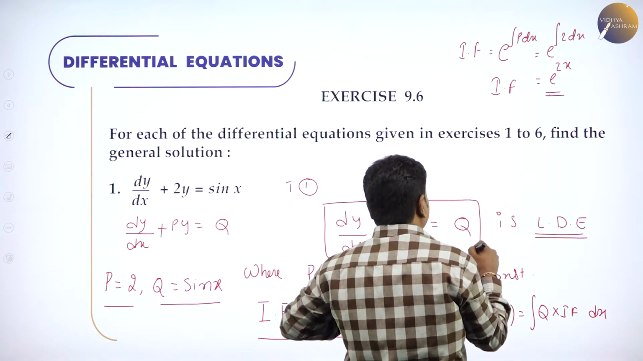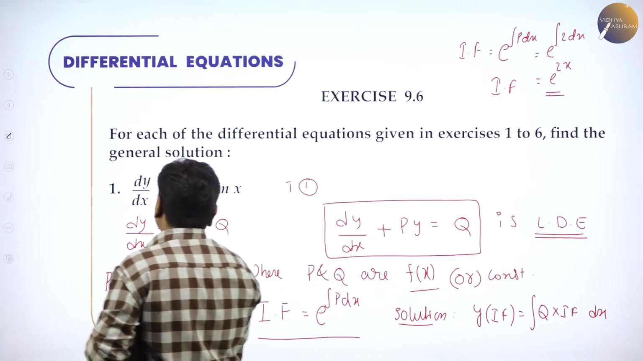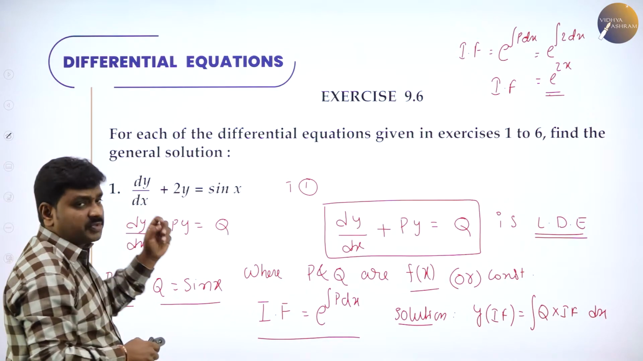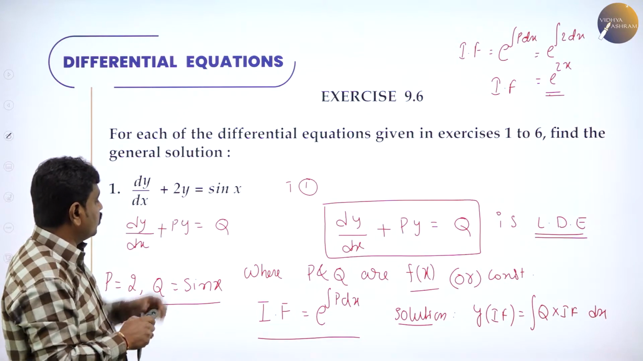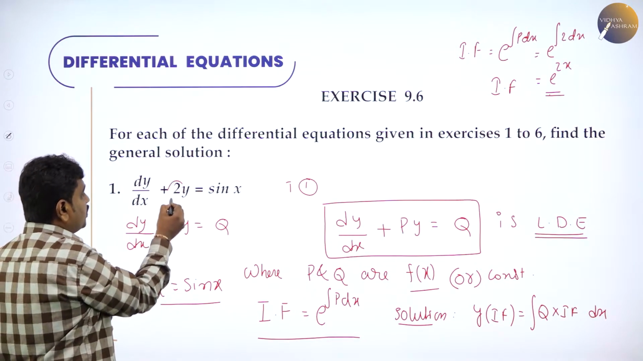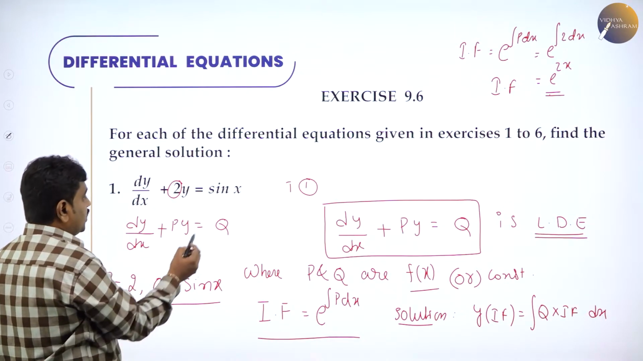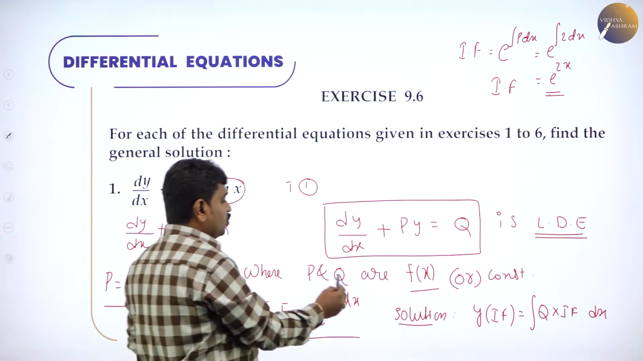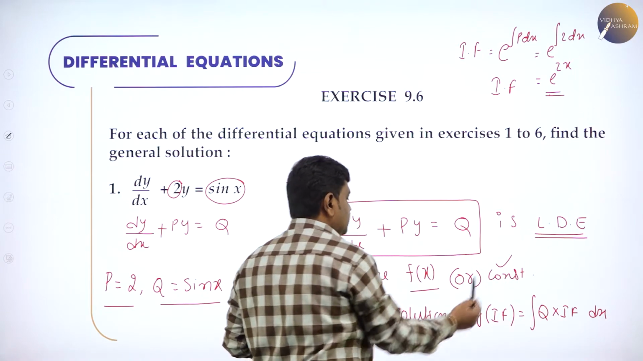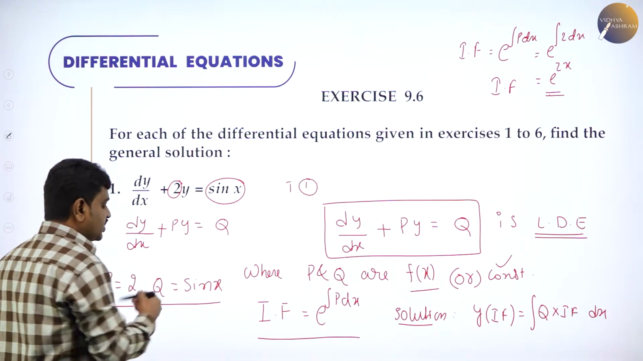E power 2x. So dear students, first check whether the problem is in the form dy by dx plus py equal to q. Yes, this is in the form of dy by dx plus py equal to q. By method of comparison, this is p. P is what? 2. By method of comparison, this is q. Q is what? Sin x. I told you, p and q may be functions of x or they may be constants. See here, one is constant, one is function of x.